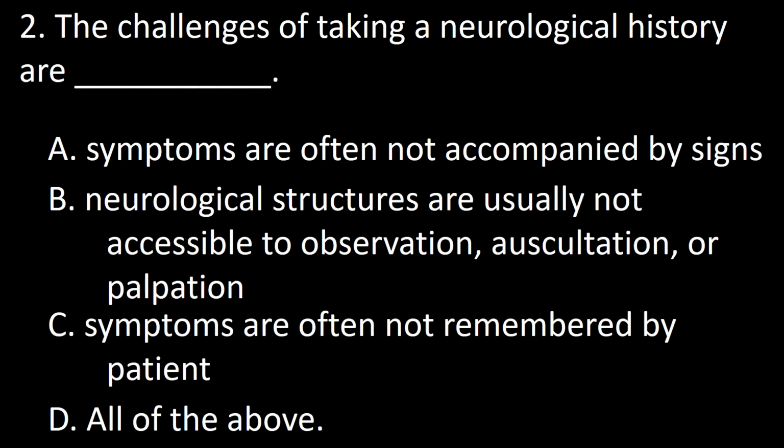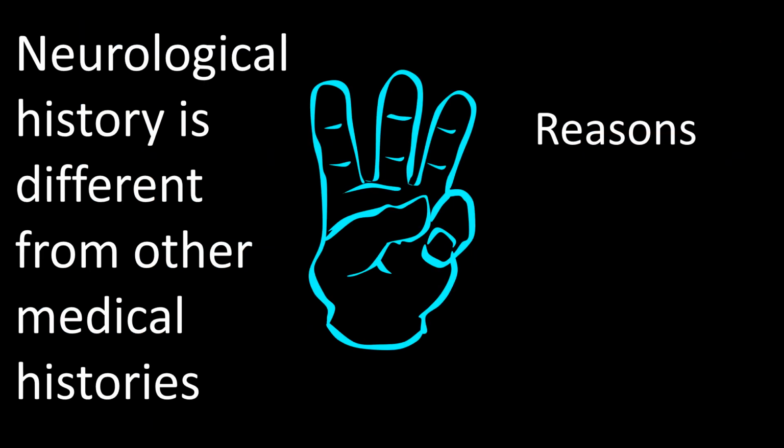Next question. The challenges of taking a neurological history are: A. Symptoms are often not accompanied by signs. B. Neurological structures are usually not accessible to observation, auscultation, or palpation. C. Symptoms are often not remembered by the patient. D. All of the above. Neurological history differs from other medical histories for three reasons.